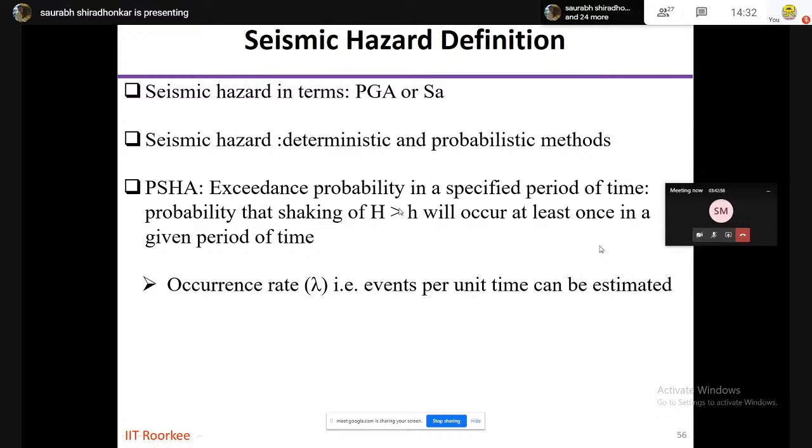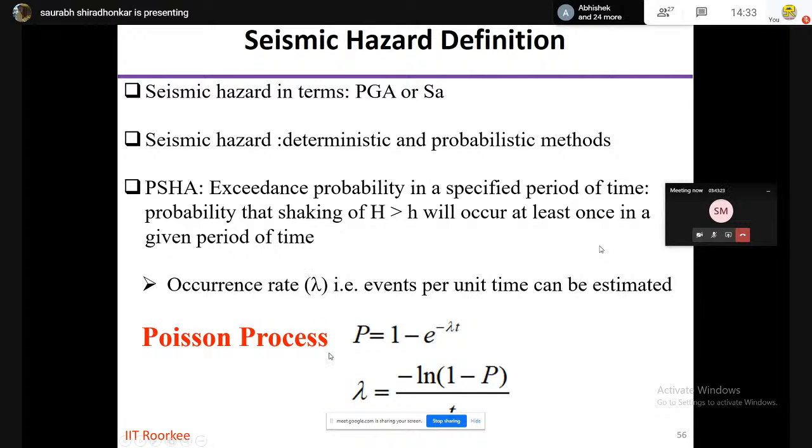So the probabilistic seismic hazard is based on the principle called the Poisson distribution, and it says that the probability that the shaking will exceed a certain level at least once in a given time. So the occurrence rate obtained from PSHA is the number of events per unit time that can occur. This is the formula for a Poisson process, and since my hazard is a Poisson process, the collapse of a building is also a Poisson process.